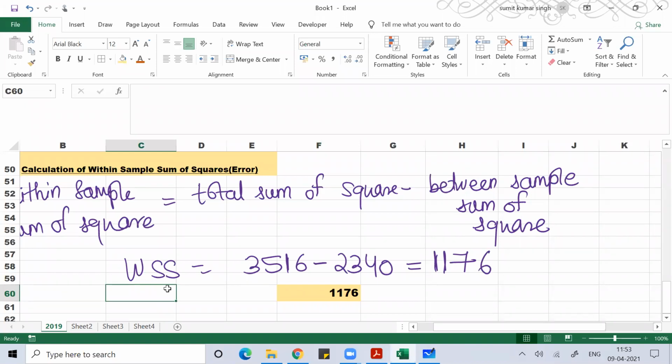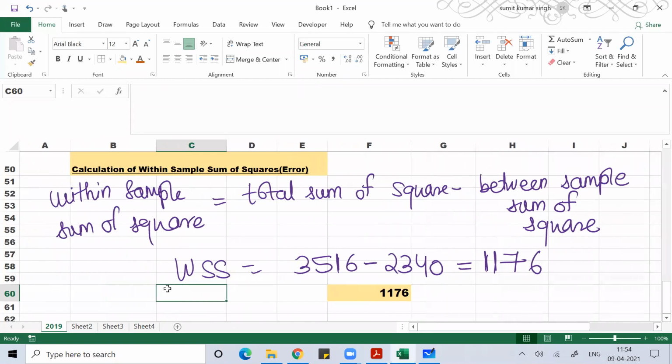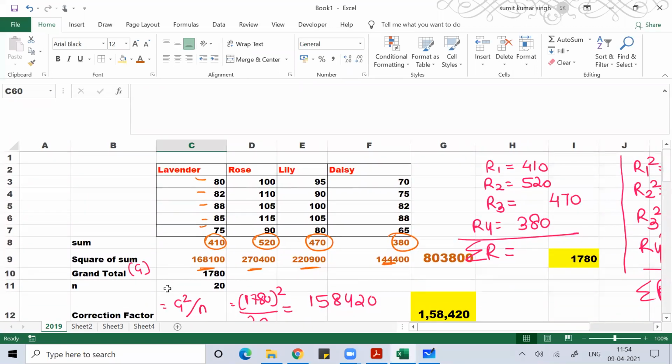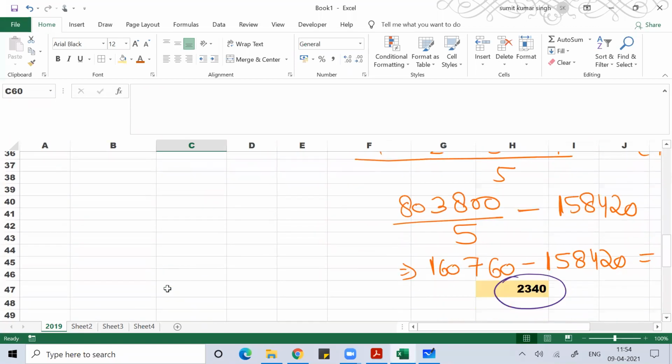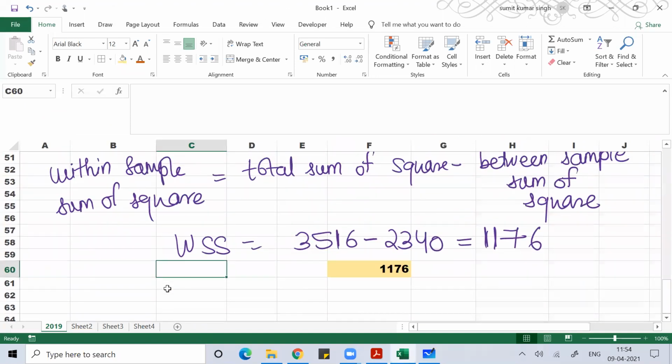So you found the between sample sum of square, and between sample sum of square plus within sample sum of square is the total sum of square. Clear everyone? Any doubt? Same steps we are simply continuing. It's not at all difficult.